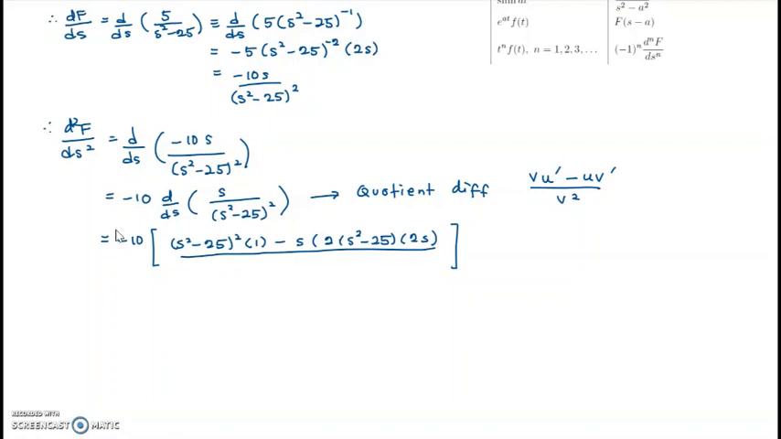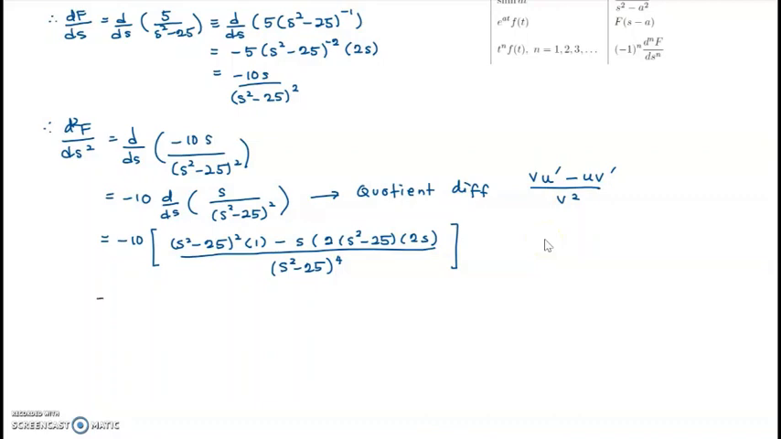Over v², where our v is (s² − 25)². But we want v², so it means bracket squared squared, so we have power of 4. Be careful here, because sometimes students tend to write the bracket with the power of 2 only. The whole thing here is our v, so we want v², which means power of 4 at the bottom.